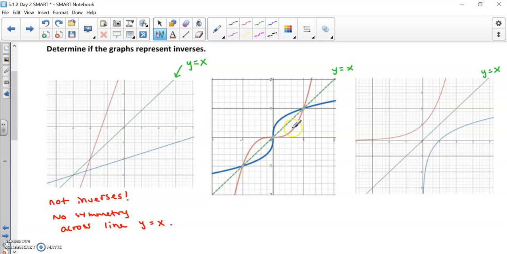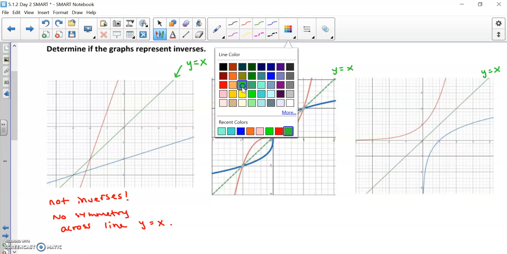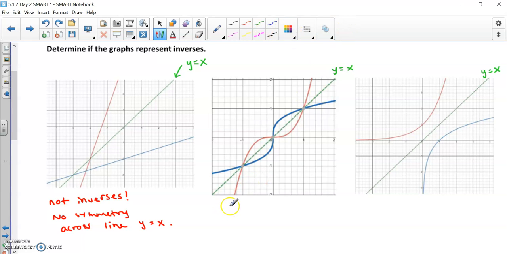Okay, so let's try this next one. Here's my green line, y equals x. In this one, you can see that the red and the blue graphs are perfectly symmetrical across this line, right? They are perfect mirror images of each other. So in this case, we can say that they are inverses, because they have that symmetry. And in this one, we can look again for that symmetry, and sure enough, they are perfectly symmetrical. So we will say that these are inverses as well.